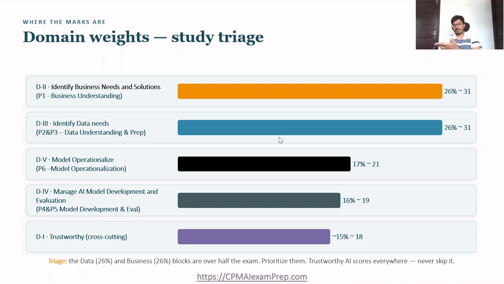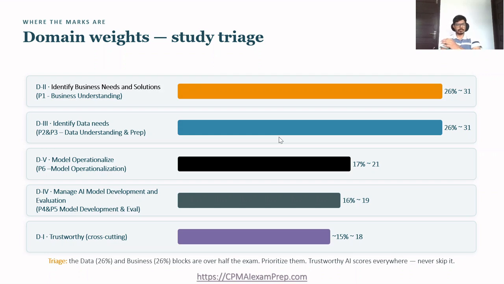According to the PMI CPMAI exam structure, each domain carries a specific weight as you see in this slide, and the number of questions you receive will be proportional to that weight as displayed here. So domains 2 and 3, if you see here, carry a weightage of 26% each. So focus more on these two. Domain 5, model operationalization, carries 17%, domain 4 carries 16%, and trustworthy AI carries almost 15% of the weightage.